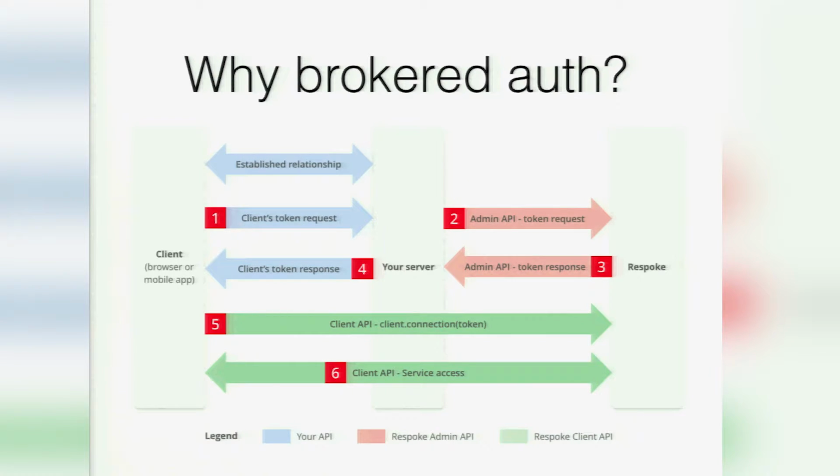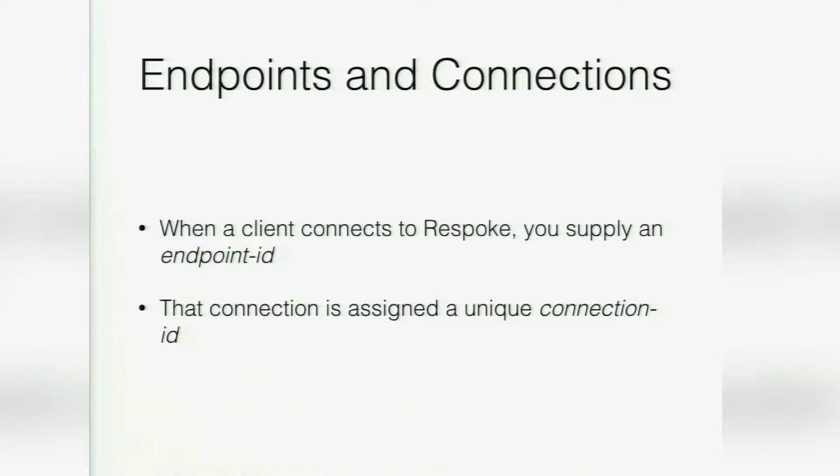As with everything else you've seen, it's just a UUID. You pass that back to the client, along with whatever other information your application needs in order to use Respoke. At that point, the client will connect directly to the Respoke services using the token that you've given to them. This allows you to be in control of who accesses your Respoke application, what permissions they have, and so on.